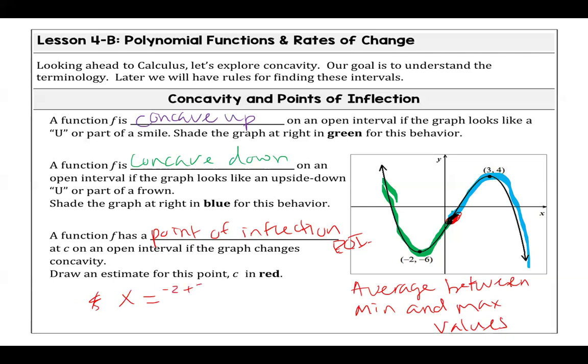So our first X is at -2. Our second X is at 3. The average of that is 1/2. Agree? Okay. Now we're going to do the same thing for our Y's. Our first Y is at -6. Our second Y is at 4. The average between those is -1. So our POI is at (1/2, -1).